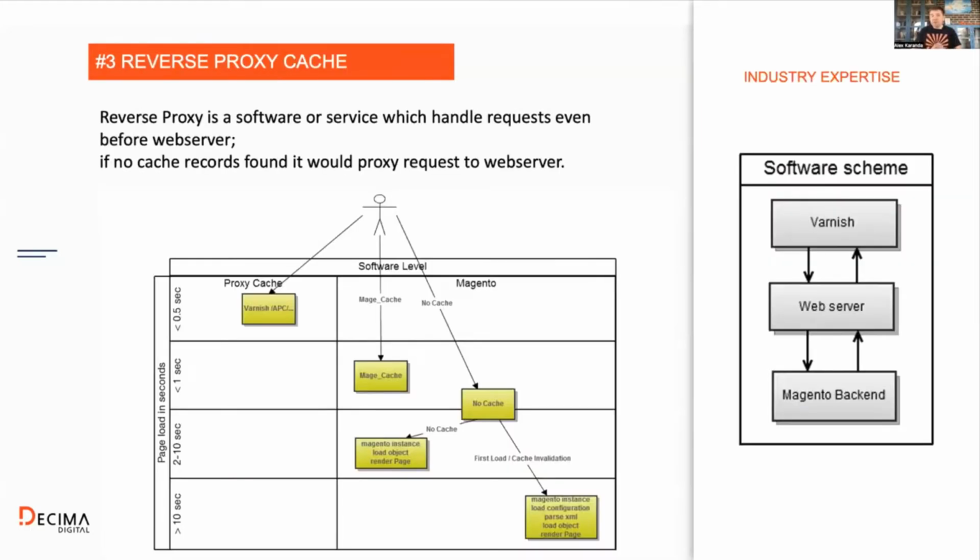Sometimes there could be introduced reverse proxy solution. Reverse proxy is a software or service which handles requests before web server. It is using caching mechanism to fastly return responses. If no cache records found in the reverse proxy, it would proxy request to the web server. The common reverse proxy solution is Varnish. It is recommended to use either CDN or reverse proxy. Both system usage are not recommended, and we might get endless cache problem.